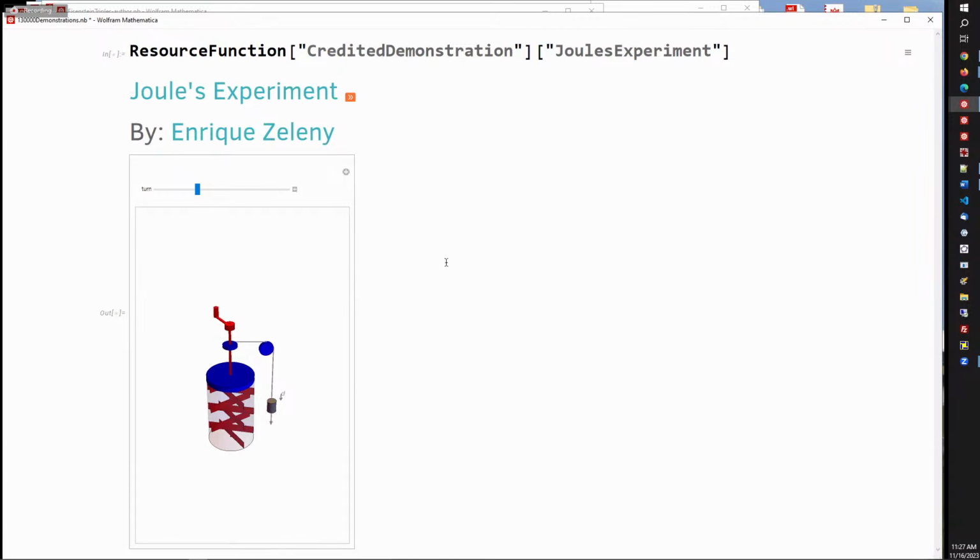Let's see, Joule's experiment. How much heat is generated by a given amount of energy? So Joule did this experiment where he took a weight and let it fall, and while that weight was falling, it would turn a crank which sent these paddles through water, and it would heat up the water, and he could measure how much a given weight would heat up the water as the weight dropped.